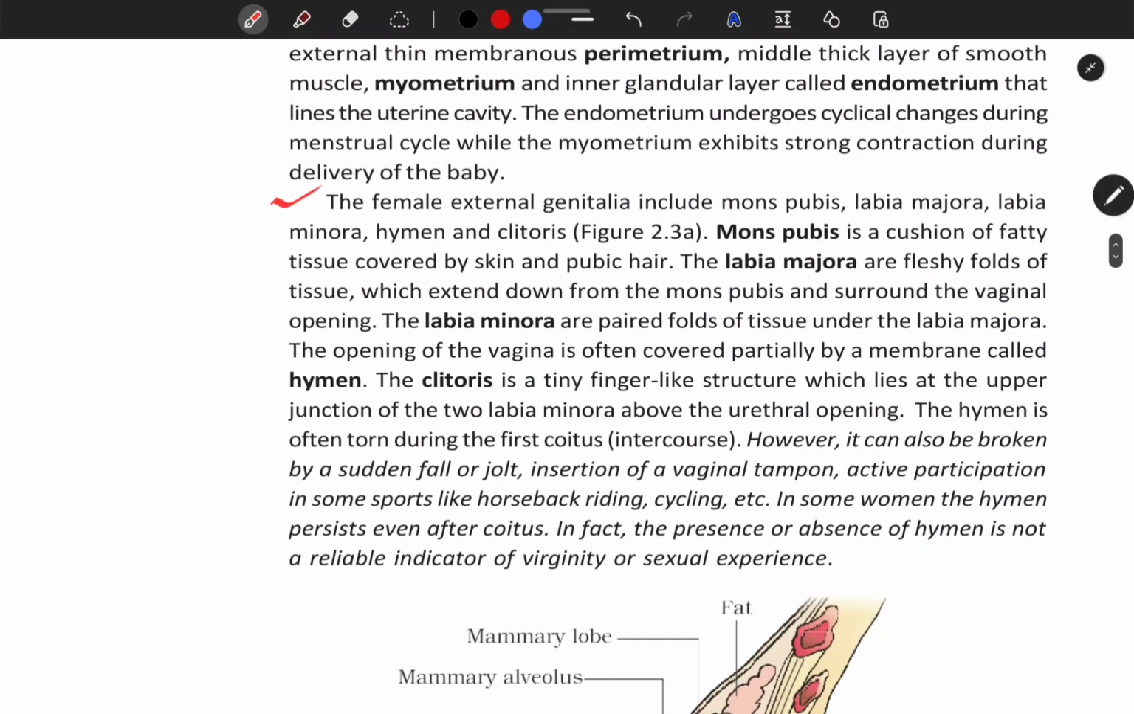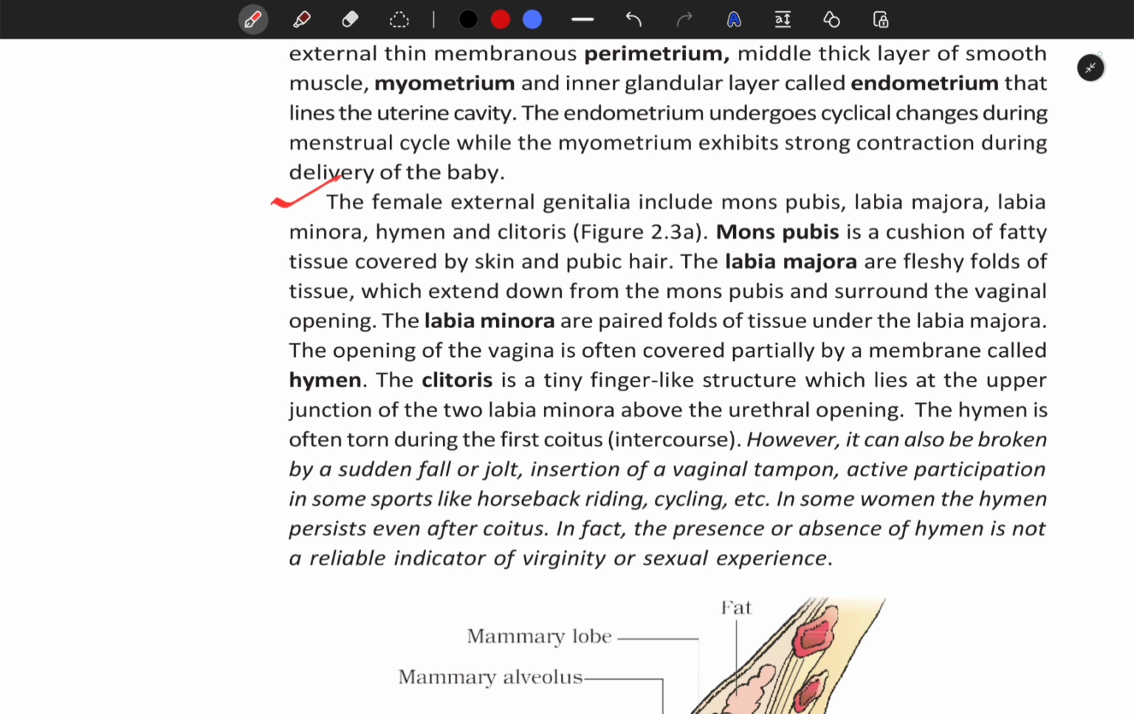The female external genitalia includes mons pubis, labia majora, labia minora, hymen, and clitoris. Mons pubis is a cushion of fatty tissue covered by skin and pubic hair. The labia majora are fleshy folds of tissue which extend down from the mons pubis and surround the vaginal opening. The labia minora are paired folds of tissue under the labia majora.